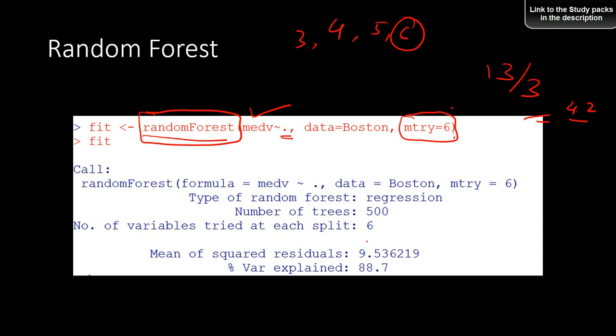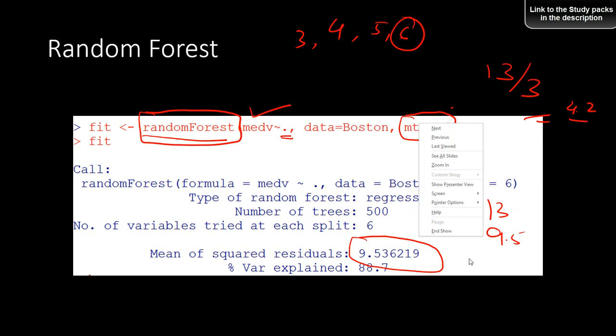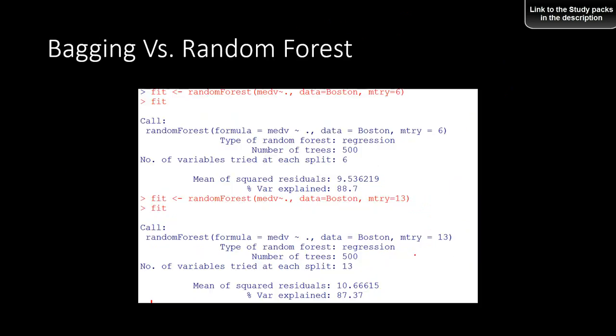So the residual we're getting here is 9.5, a much bigger improvement than what we had last time, because that was 13 point something, and now it is 9.5. We want the residual to be as small as possible. So it is a very significant improvement from a simple decision tree model.